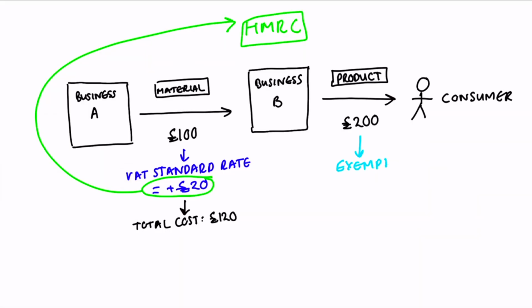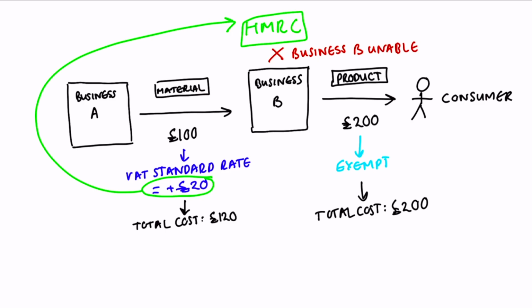If Business B's product was exempt, however, the consumer will still purchase a product for £200, but Business B will be treated essentially as an end consumer because it has not made any taxable supply that is linked to the material that it bought. The effect of this is that Business B will take the burden of the VAT paid on its supply and will not be able to recover from HMRC the VAT that it paid.